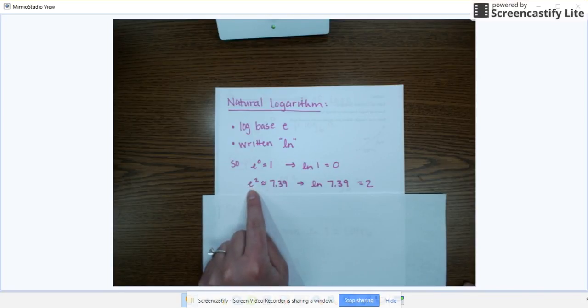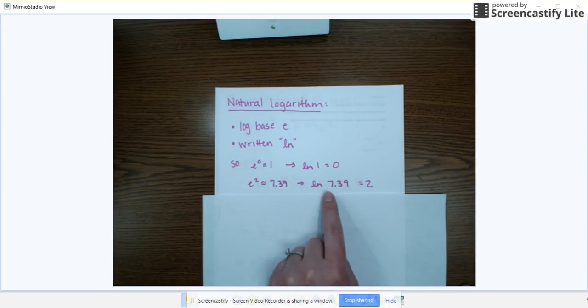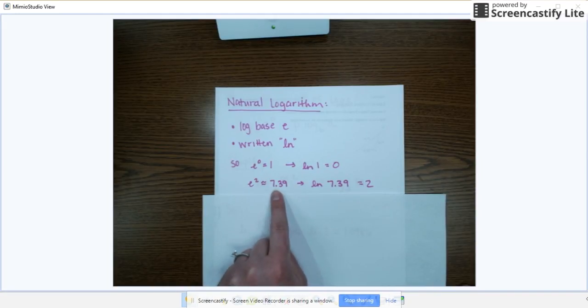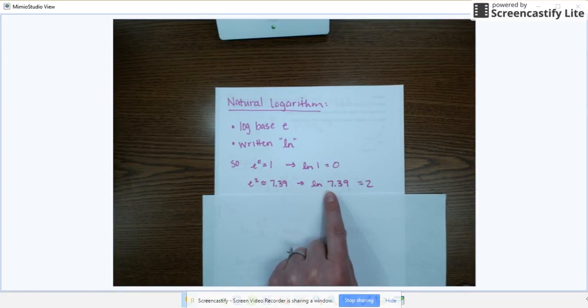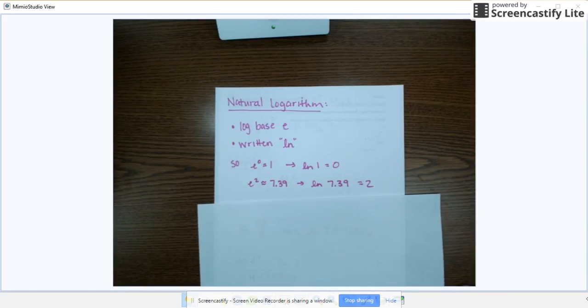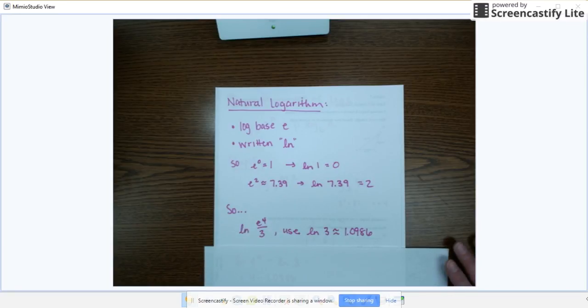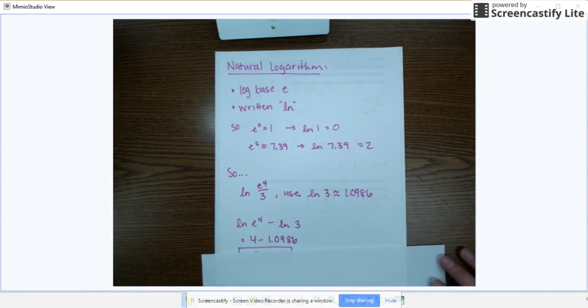Here's another way we can take an exponential equation and rewrite it as a natural log. So e squared is roughly 7.39. Written in logarithmic form, it would be natural log of 7.39 equals 2. Again, we can simplify this natural log using our product and quotient rules. So natural log of e to the 4th divided by 3, knowing natural log of 3 as a decimal. We can rewrite this as natural log of e to the 4th minus natural log of 3. Since natural log and e are inverses of one another, we can use that inverse property that we defined for logarithms, and that simplifies to 4 minus that decimal, which gives us about 2.9014.